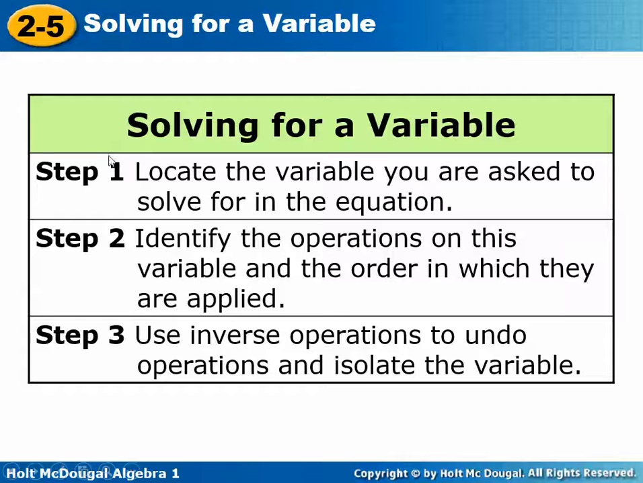So these are the steps we'll go through. First, we're going to find the variable that we're asked to solve for. I usually highlight that or darken it, make it bold, so that I remember what I'm looking for. Sometimes there's lots of variables in the formula or in the equation. Next, we figure out the operations that are on that variable and the order in which they're applied. And then we use inverse operations to undo that and isolate the variable, just like if we're solving an equation for x or n or something.